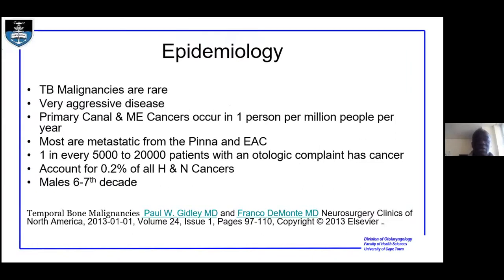So in terms of epidemiology, my discussion today is on temporal bone malignancies. These are very rare tumors, and they are quite aggressive. The primary canal and middle ear cancers occur in about 1% per million people per year. Most are metastatic from the pinna and the external auditory canal. 1 in every 5,000 to 20,000 patients with an otologic complaint has cancer. And they account for about 0.2% of all head and neck cancers. That's how rare they are. And they have a preponderance to affect males in about the 6th and 7th decade, though we had a female patient.